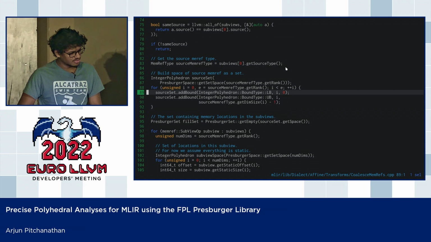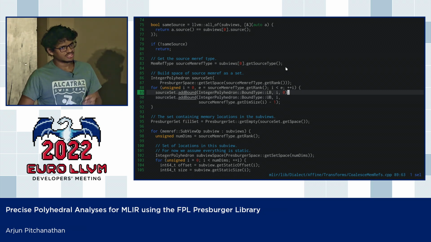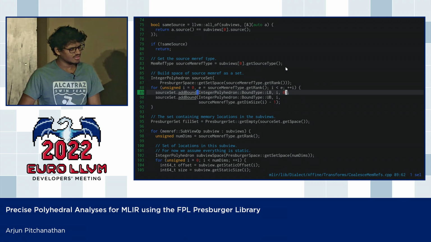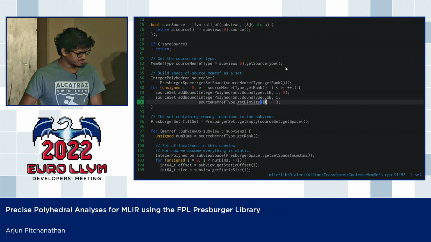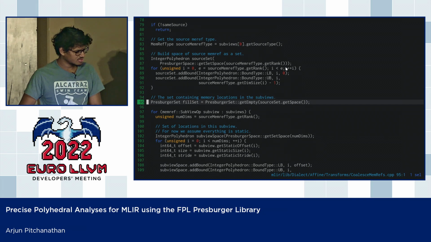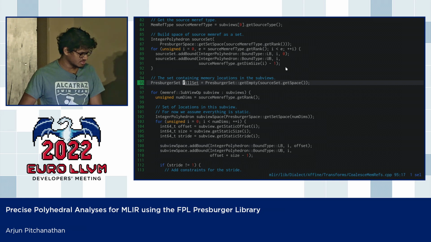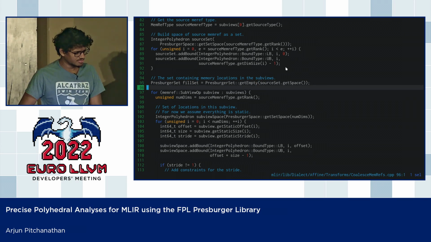and from that construct the source set as an integer polyhedron. And now we construct for every dimension the two constraints. Basically each dimension has upper and lower bound constraints on what range of values it takes. So it can be from 0 to the length minus 1. And that's the set corresponding to the whole base array. Now we'll construct the set of locations that are actually getting filled. So that's the fill set.